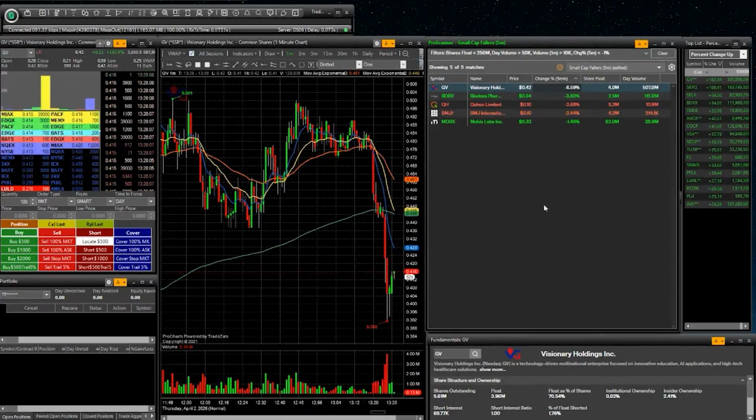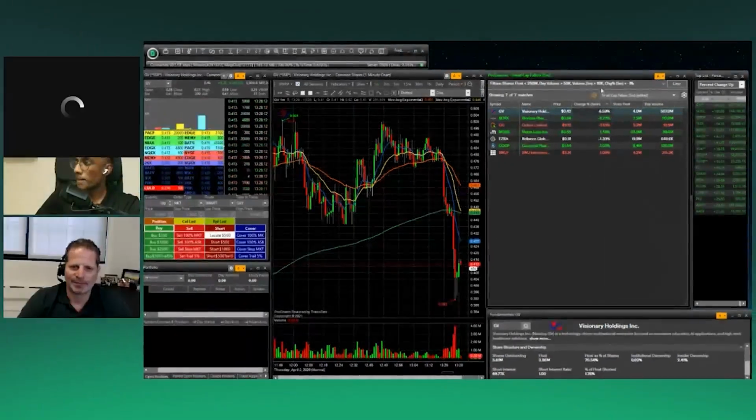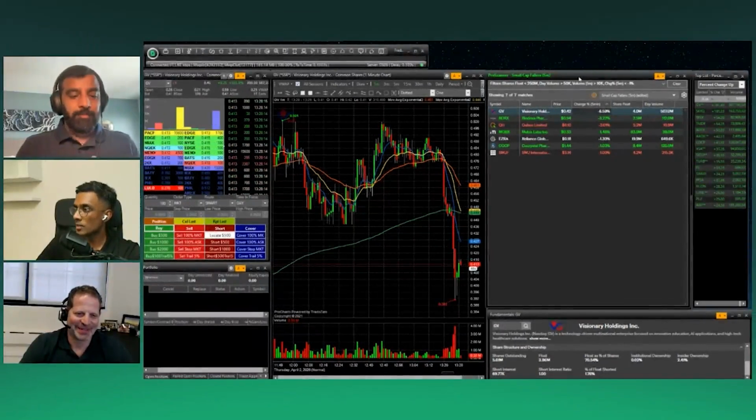All right. So I'm going to leave it there with the scanner. I have been yapping for a little while. But that's essentially the scanner. That's how you set one up.